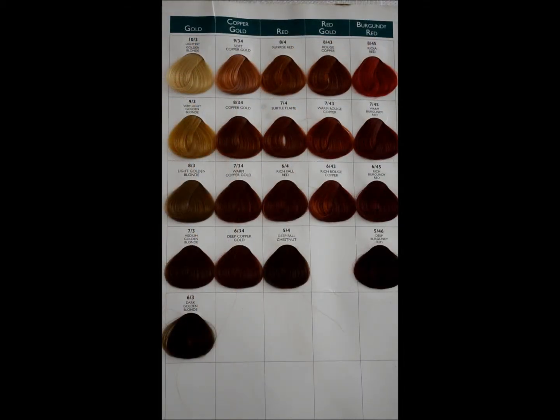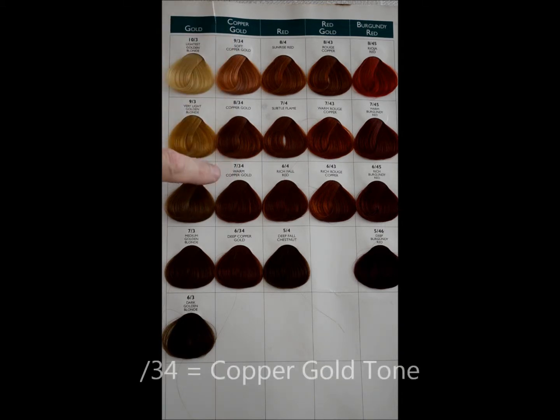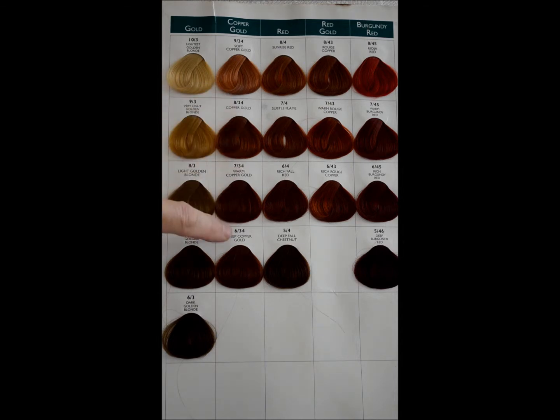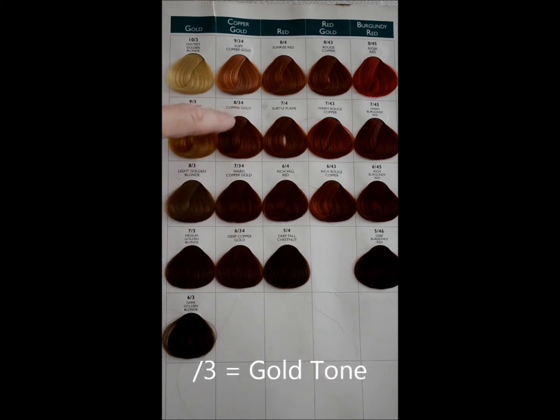Okay, if we move over again, these tones here, the copper gold, you notice they have 2 numbers after the slash instead of 1. So the depth is the same, 6, 7, 8, 9, so that tells you how light or how dark it is. But the number after the slash, it has a 3 and a 4. Now, if you remember before, we said that the 3 was a gold tone. So we know that this has got gold in it.